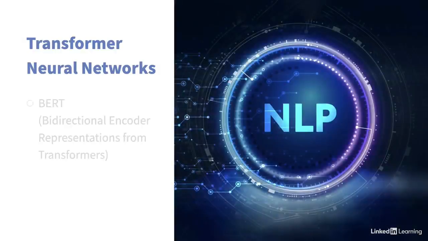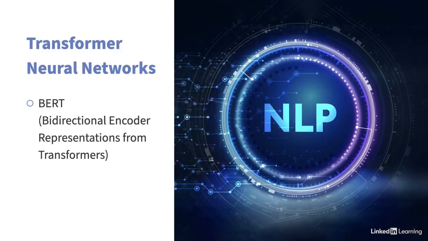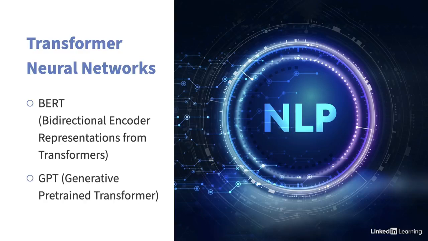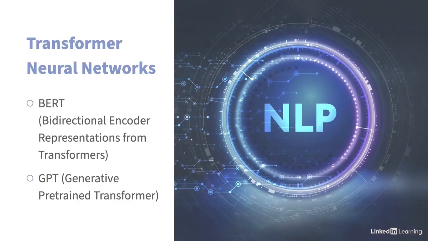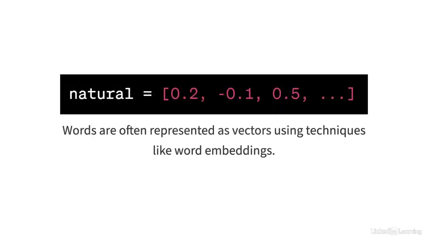In this video, we provide an overview of BERT, or Bidirectional Encoder Representations from Transformers, and GPT, or Generative Pre-trained Transformer. As a reminder, tokens can be words, punctuation marks, or subword units.